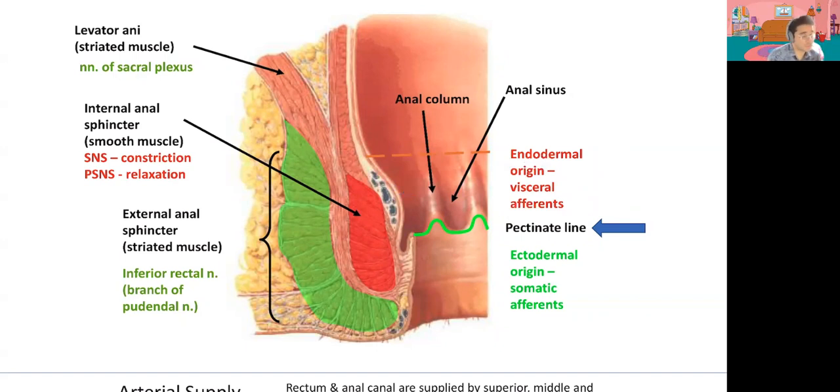It's not very sharp. Whereas everything below the pectinate line, it's somatic pain, because remember the pudendal nerve is just going like, dude, what are you doing? Like, you need to have more fiber in your diet so that you don't get all these weird problems.